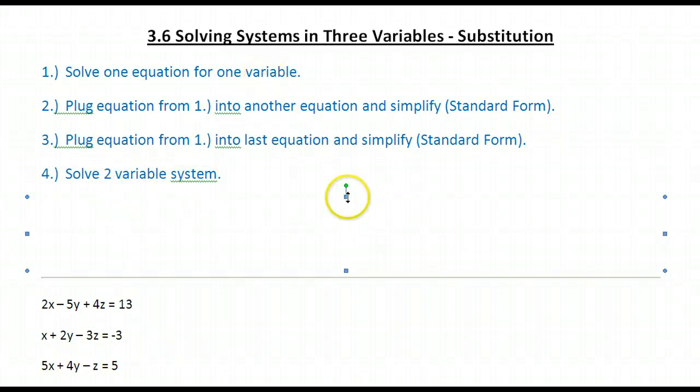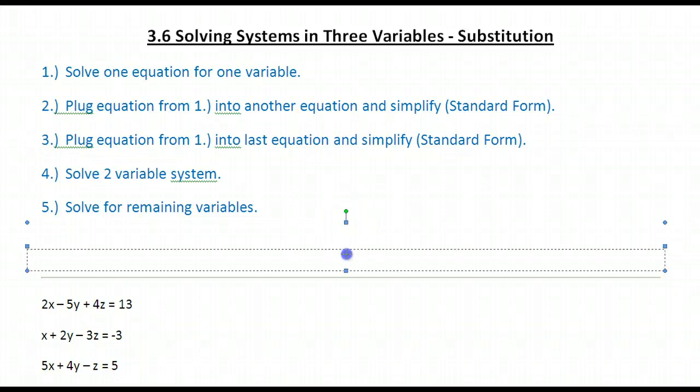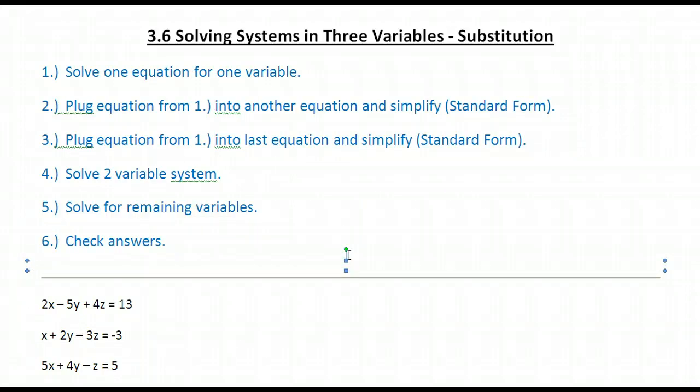Once we've solved that two-variable system, we're going to know two variables. We're going to take those two variables, plug them into the equation from step 1, and get our third variable. Once we have all three variables, just like in a two-variable system, we want to check our answers. Let's go through this process on this example problem.